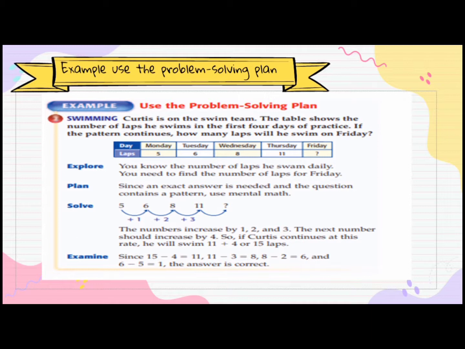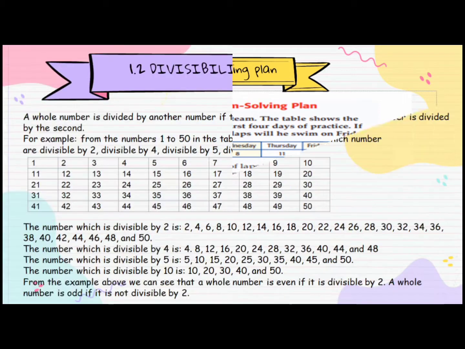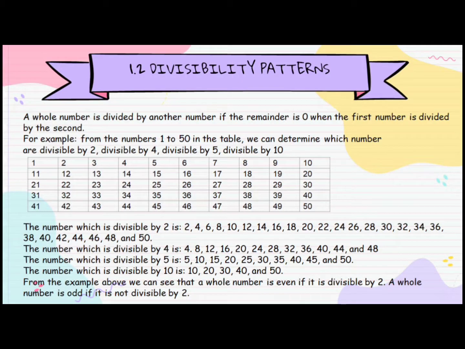Examine. Since 15 minus 4 is equal to 11, 11 minus 3 is equal to 8, 8 minus 2 is equal to 6, and 6 minus 5 is equal to 1. The answer is correct. Nah, selanjutnya kita bahas tentang divisibility patterns.